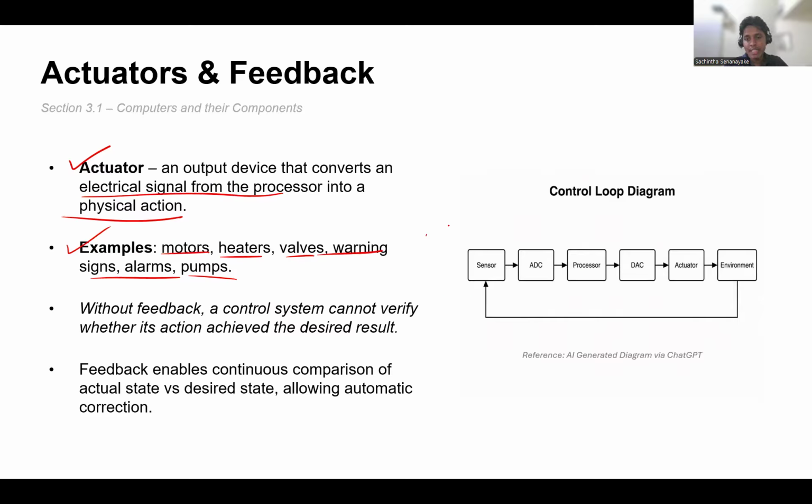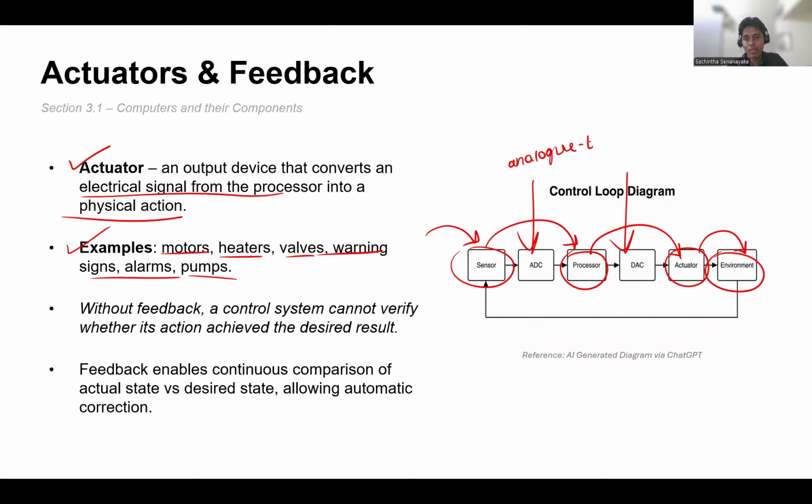So here on the right-hand side, you can see the control loop diagram where the sensor passes information to a processor, which then takes action by sending signals to the actuator, which then updates the environment. And there are two components in between the sensor and processor, and processor and actuator. The sensor sends signals to the processor via an analog to digital converter, right? And the processor sends its signals to the actuator via a digital to analog converter.